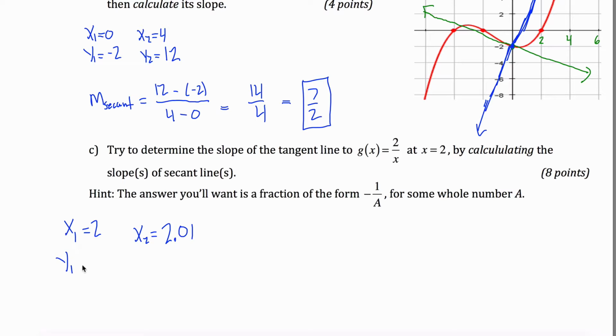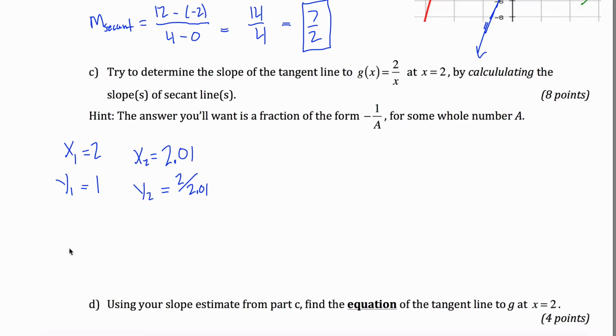And if x1 is equal to 2, I can figure out y1 by taking 2 and putting it into this equation. So it'd be 2 divided by 2, aka 1. And y2 would be equal to 2 divided by 2.01. And if you want to get a decimal approximation, that's fine. I'm going to leave it like that. And so, okay, when I want to figure out the slope, I said the slope is equal to y2, which is this number, minus y1, which is this number, divided by x2, which is this number, minus x1, which is this number.